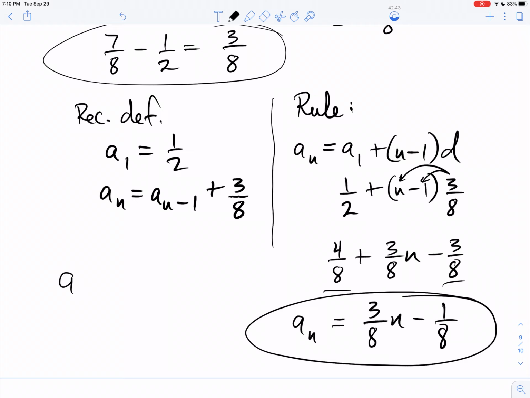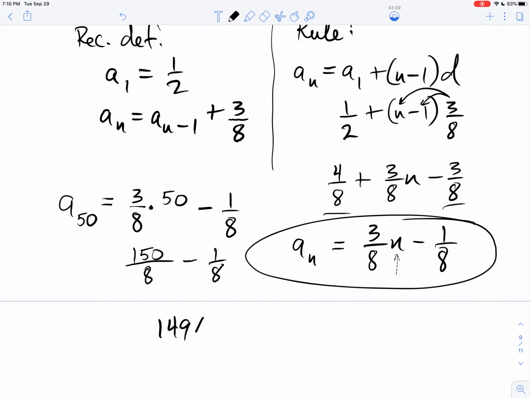Now, if somebody says, I want to know what the 50th number is, all they have to do is put 50 right there, and they could use their calculator from there if they really want to. And I would say, hey, that's the same as 150 eighths minus 1/8 gives me 149 eighths. That would be the 50th number in the list. And I could write it as a mixed number or an improper. I don't care. But I am exhausted. That's a long way to go to get there.